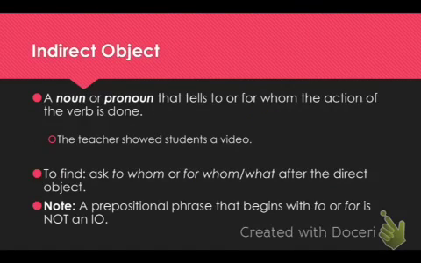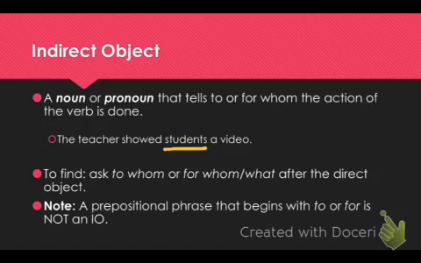An indirect object is a noun or pronoun that tells to or for whom the action of the verb is done. So, for example, in this sentence, the teacher showed students a video. Students is the indirect object. To find the indirect object, just ask yourself, to whom or for what after the direct object. So using this sentence, we would say video to whom?